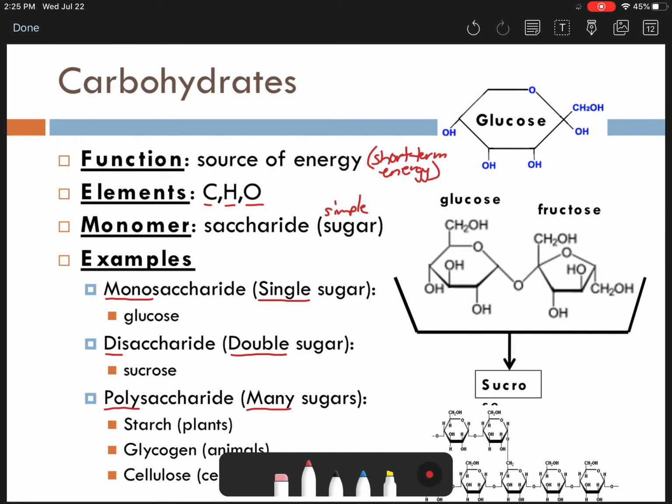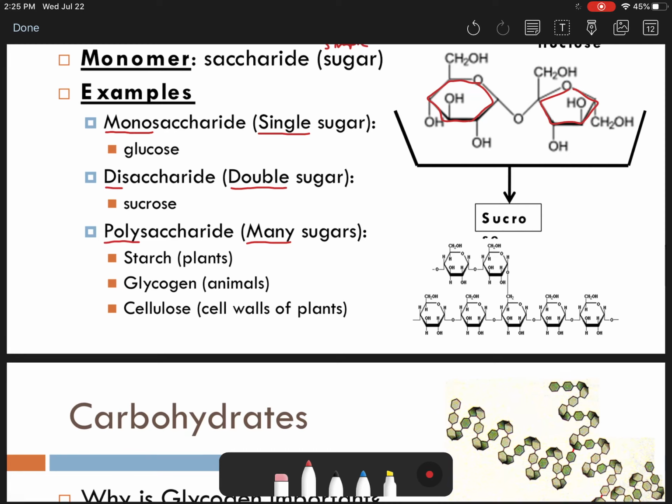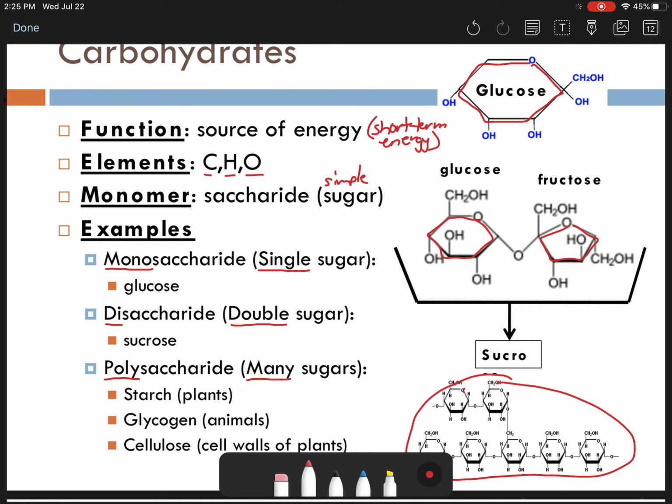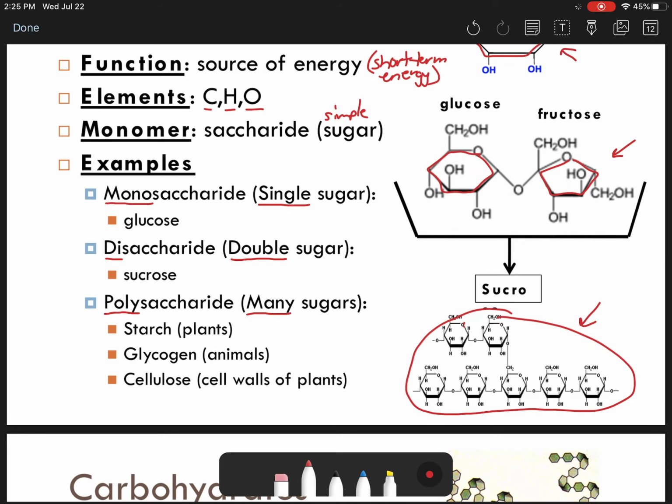And if you look at the diagrams here, you can see here is this single ring structure of a 6-carbon sugar. Here is a double ring structure. And here we have many of these ring structures. See all these here, okay? So monosaccharide, disaccharide, and polysaccharide.